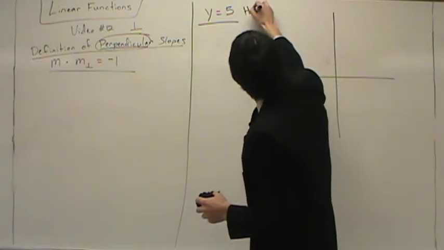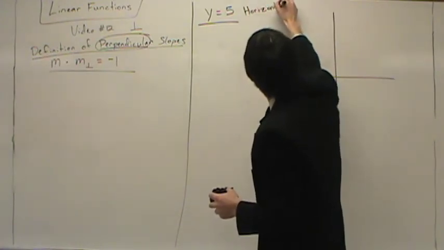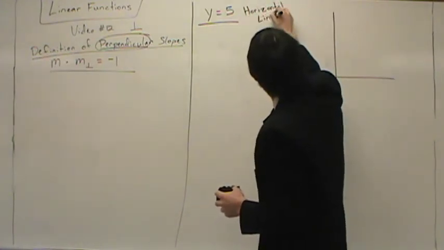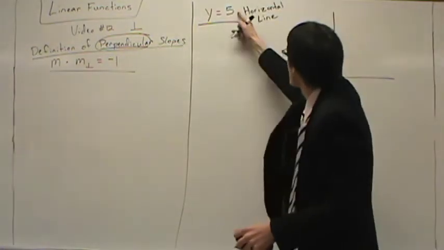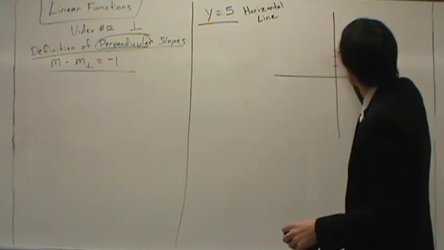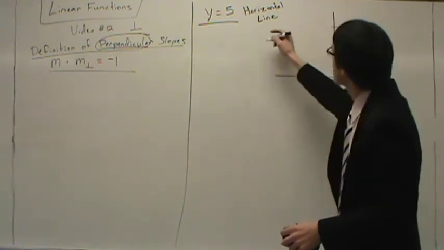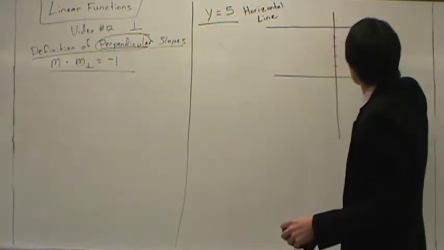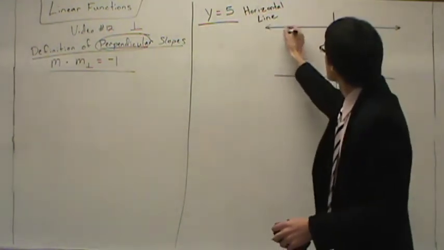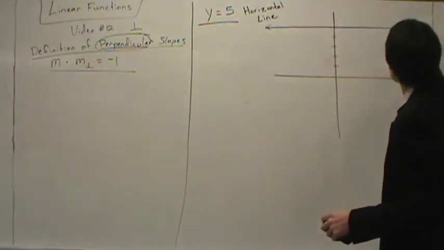This is a horizontal line. Okay, horizontal means left and right. Okay. Y equals 5. Now, y equals 5 is a line that is horizontal and crosses the y-axis at a height of 5. So to graph this line, write y equals 5 next to it.